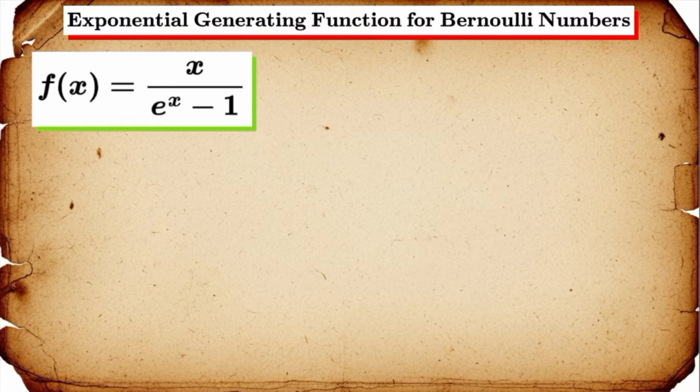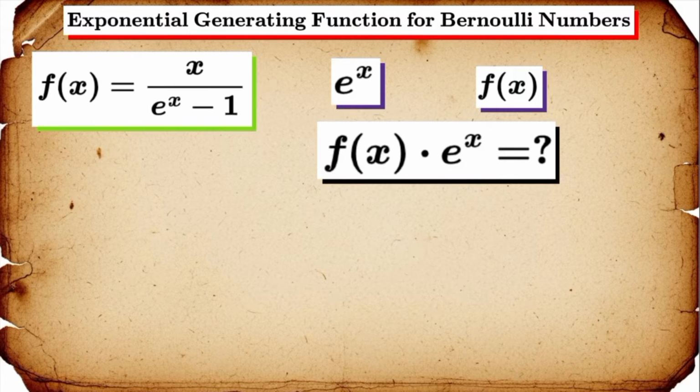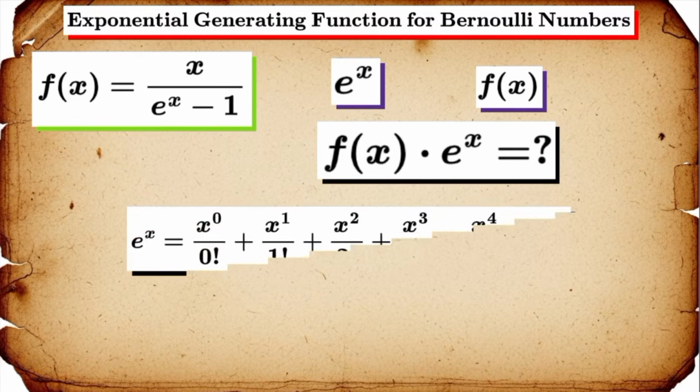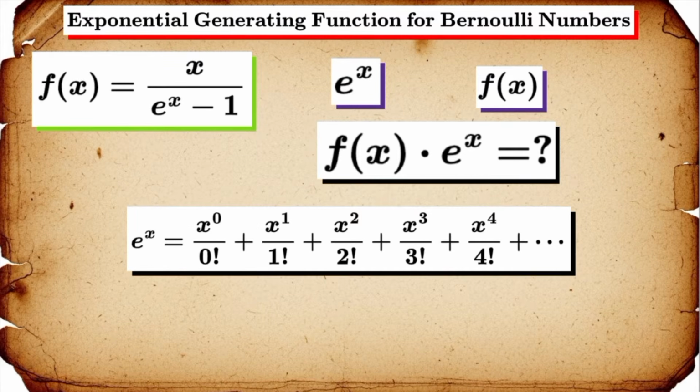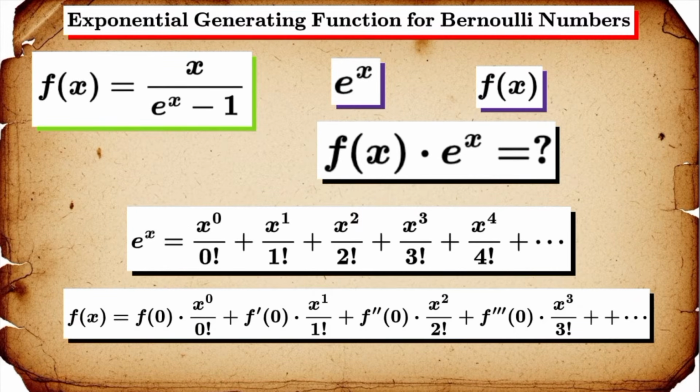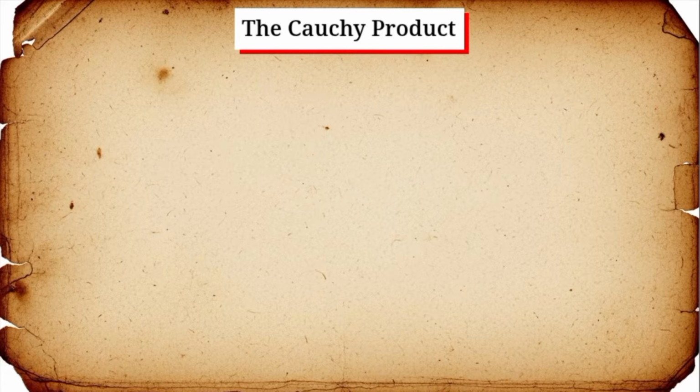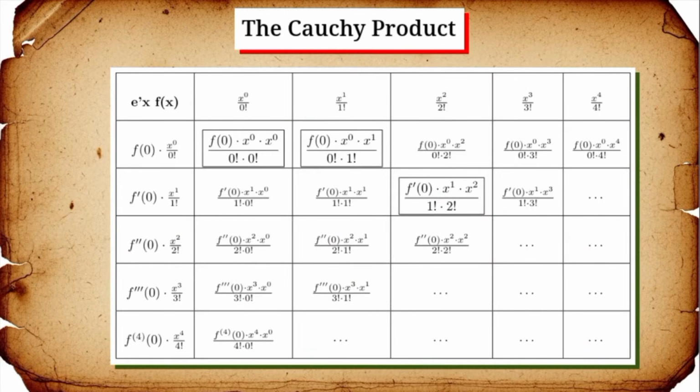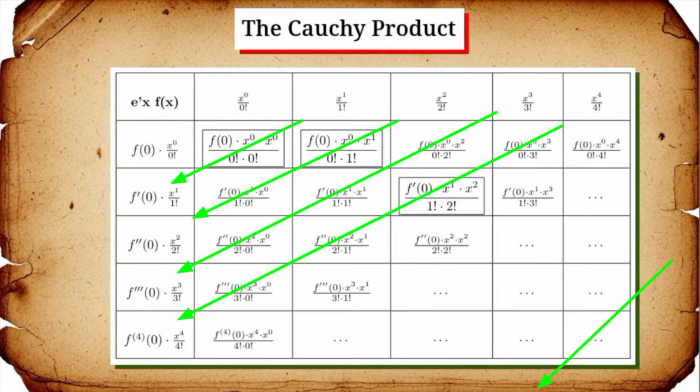To derive this, we start by considering the product of the Maclaurin series for e to the x and an unknown function f of x. The Maclaurin series for e to the x is displayed on screen. The general Maclaurin series for a function is also shown. We multiply these two series using the Cauchy product. This involves creating a two-dimensional array where each term of the first series multiplies every term of the second series, and then summing the results along diagonals where the sum of the exponents of x is constant.